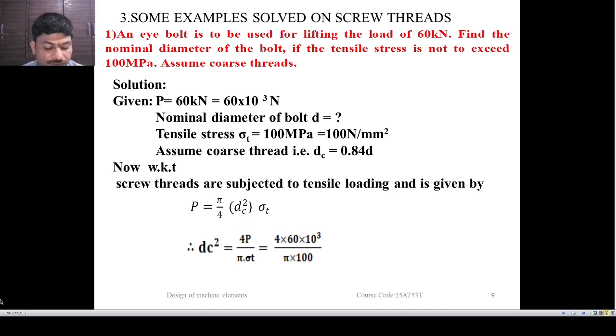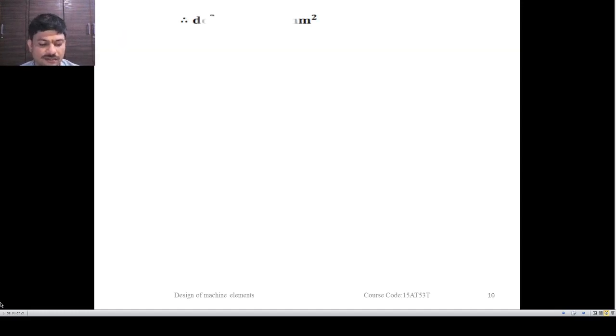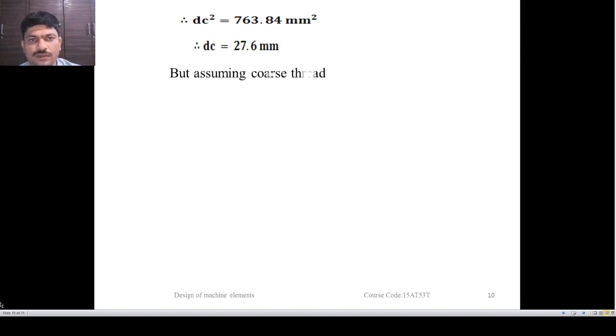Do the calculation. You have to use the scientific calculator for solving this. Calculate 4 into 60 into 10 raised to 3 divided by pi into 100. After simplification, dc square is equal to 763.84 mm square. But we don't want dc square, we want dc, so take the square root of 763.84, which gives 27.6.